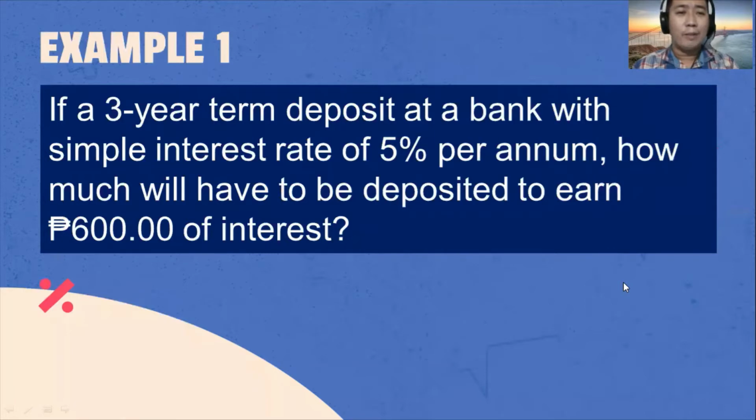Let's try to solve the first example. If a 3-year term deposit at a bank has a simple interest rate of 5% per annum, how much will have to be deposited to earn 600 pesos of interest? I know all of you are excited to solve this problem.